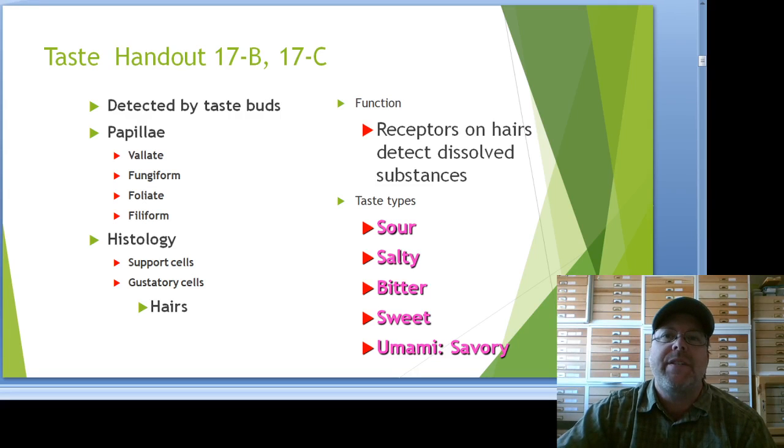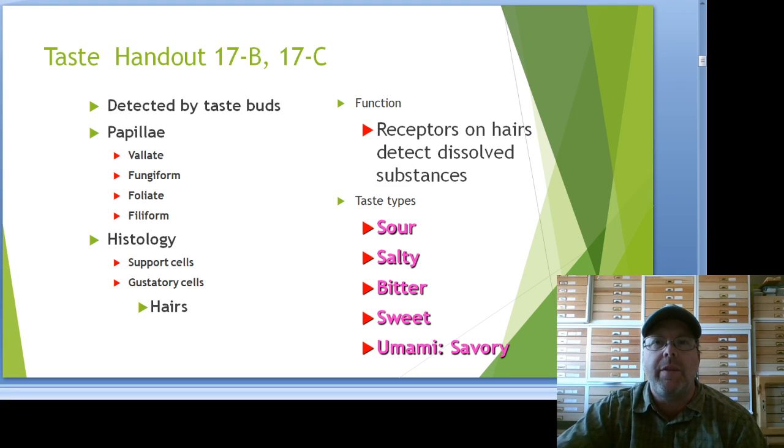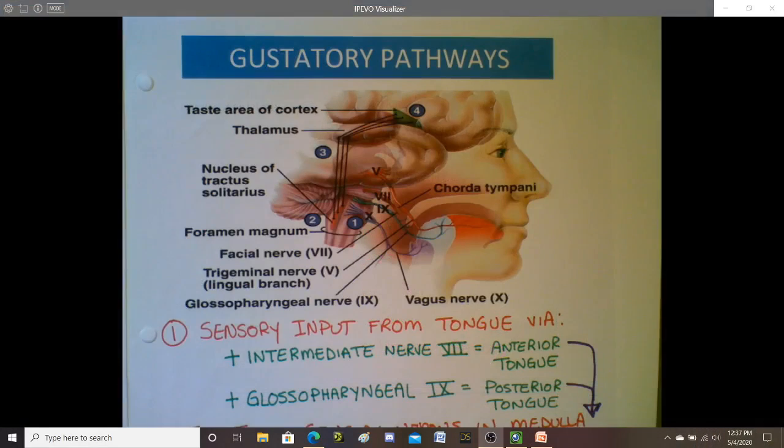All right, handout 17C is going to continue with taste, and we're going to look at the gustatory pathway first. So let's jump into this. So our gustatory pathway, the information from our taste buds in our mouth and throat are going to follow a gustatory pathway, which is then going to be interpreted and perceived by our brain.